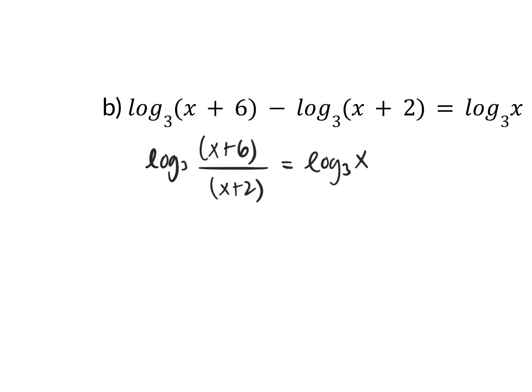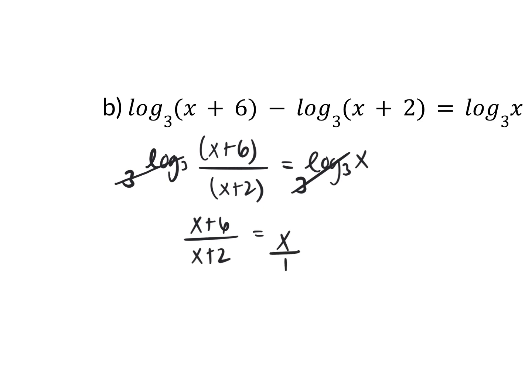Now this time I've got logs on both sides. So to undo a log, technically we need to raise it to the power of that same base. So if I took 3 and raised this whole thing to that power, those logs and the 3's are going to cancel out. So now I'm just left with (x + 6)/(x + 2) = x.